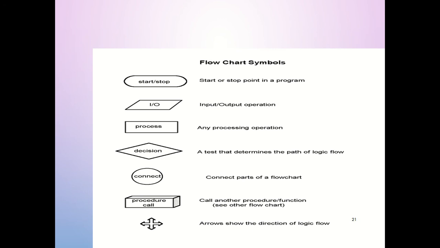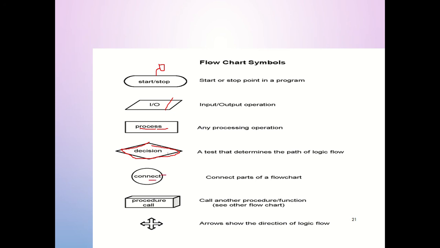It looks like this. The start or stop symbol looks like this one, the elliptic shape, and the input output operation, for example, enter a number. Output is represented by this one, input output operation. Then the process, for example, addition, subtraction, multiplication, or arithmetic operations, any processing operation, is represented by this. And then the decision, for example, if this is this, do this, if this is not, do this or don't do this. This type of decision making operation is represented by this.